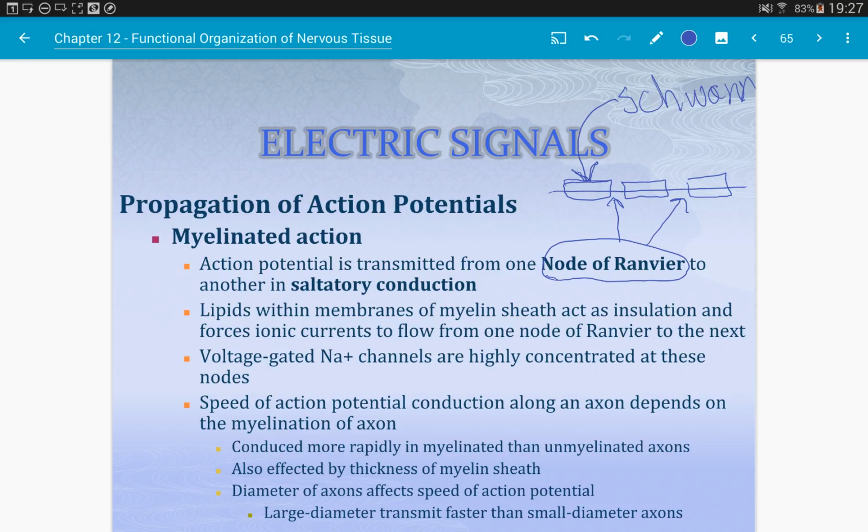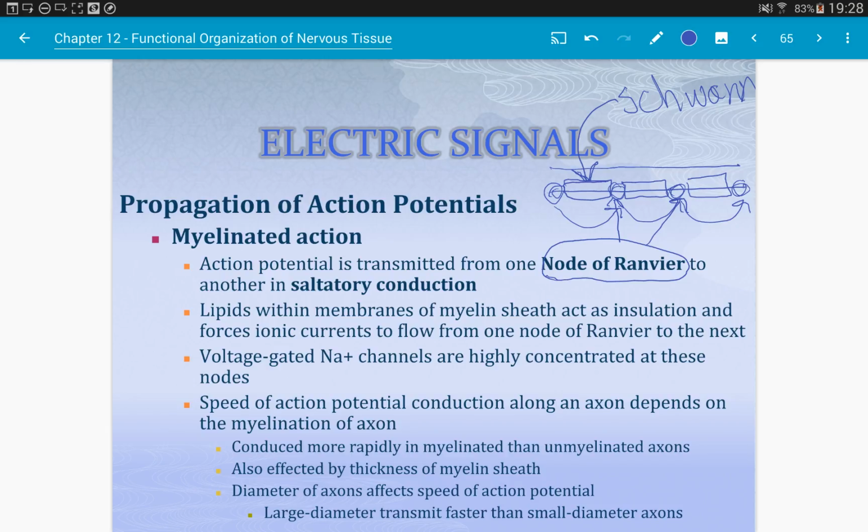Okay? And so what's really neat, you have those sodium gated channels that we've talked about, and they're highly concentrated in these areas of nodes of Ranvier. And so because of that, it allows the action potential that's generated to jump from one node to the next, instead of having to travel the entire distance that you have to do on an unmyelinated axon.